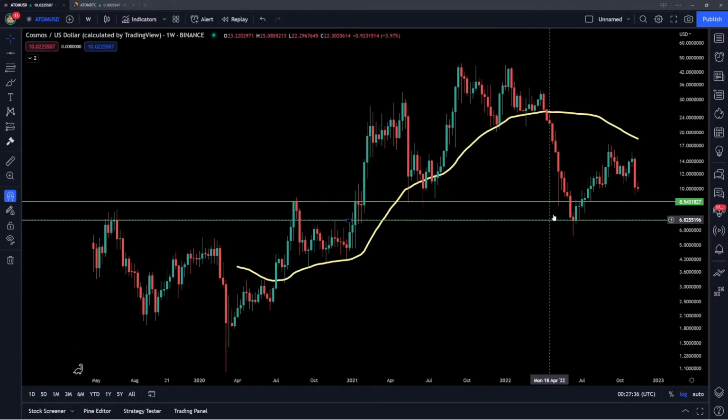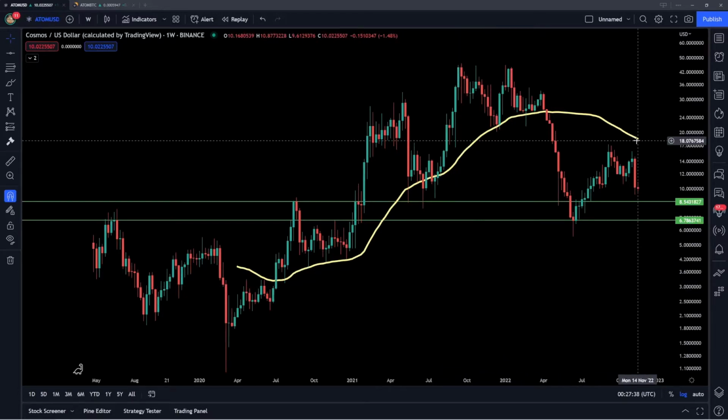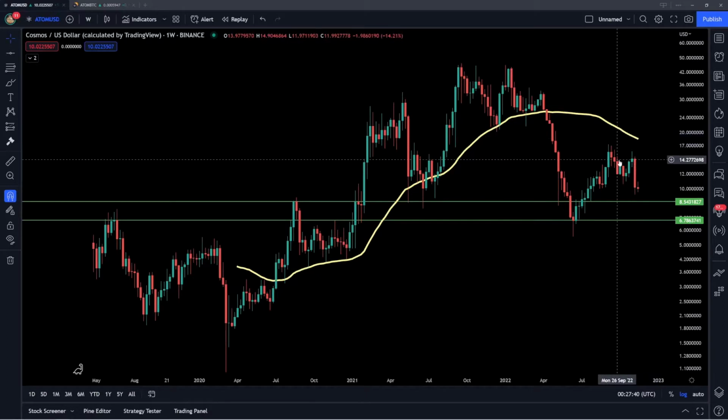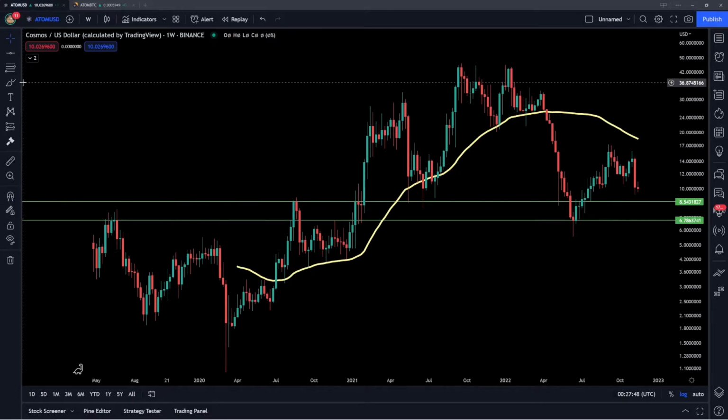So first, I do want to talk about the 50-week simple moving average, which is the yellow line on this chart. It takes the average closing price of the last 50 weeks. And the reason I really want to focus on this is because it has been a very key level of support and resistance for ATOM basically its entire history.